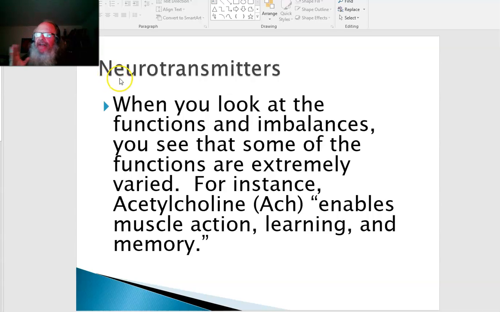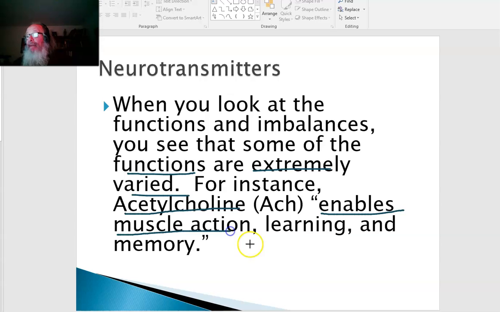One of the things I invite you to notice is that when you look at the columns that have to do with functions and imbalances, you see that some of the functions are extremely varied. That is, the parts of our experience and behavior that some of these neurotransmitter chemicals are heavily involved in are really varied. For instance, if we look at acetylcholine, we see that our table says it enables muscle action, learning, and memory.